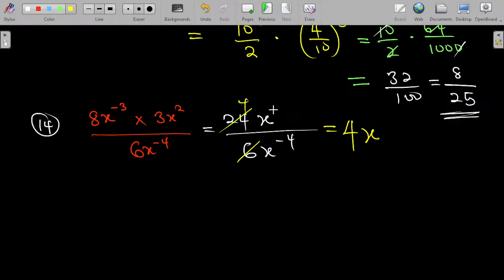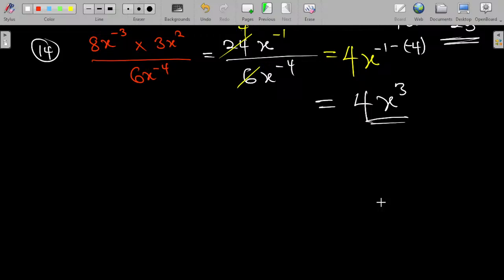Okay, and so here is going to be power minus 1. Then remember that division changes to subtraction. So this is going to be minus 4. Beautiful. And so our final answer is 4x raised to the power of minus 1, minus here is plus 4. So minus 1 plus 4 is going to be power 3. And that is the answer for number 14. Okay, and straight away we go over to the next one, which is 15.